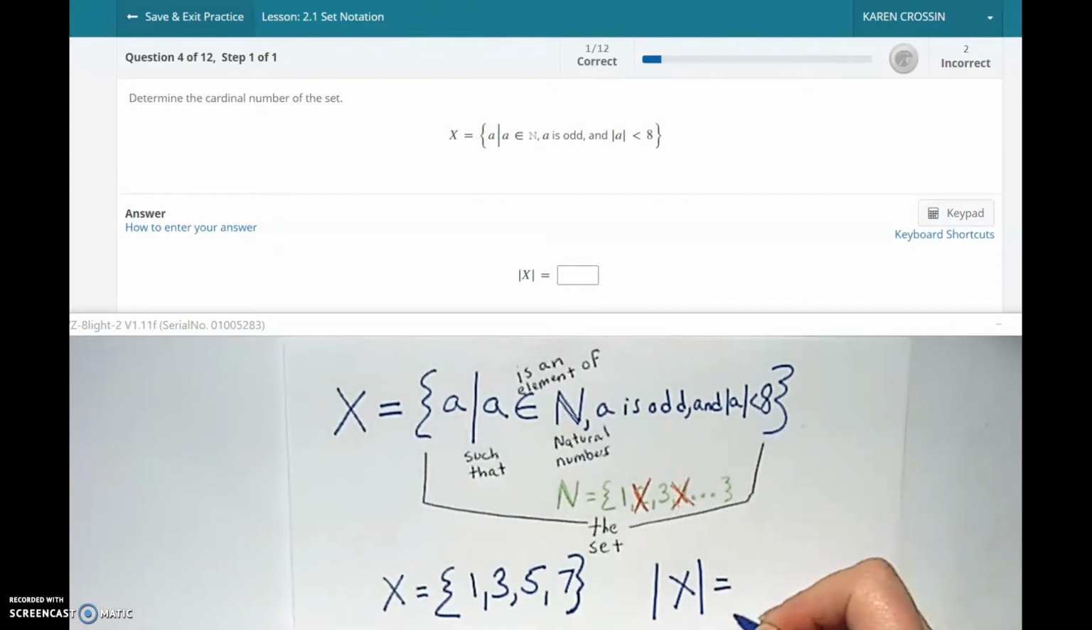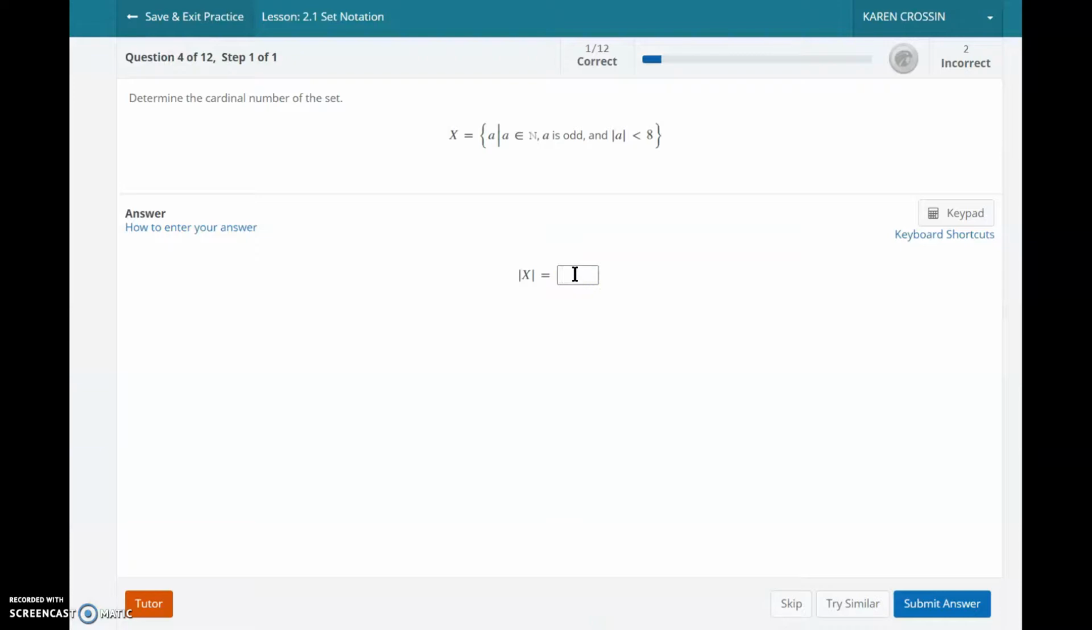Okay, so the cardinality of this set is the number of elements in the set. 1, 2, 3, 4 elements, so it equals 4. All we have to do in here is say 4, and it's going to say correct. And it automatically made my thing go away anyway. Submit. It should have said correct. Why is it not saying correct? Huh. Well, it's all right.